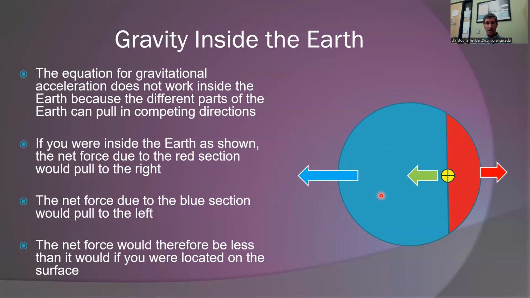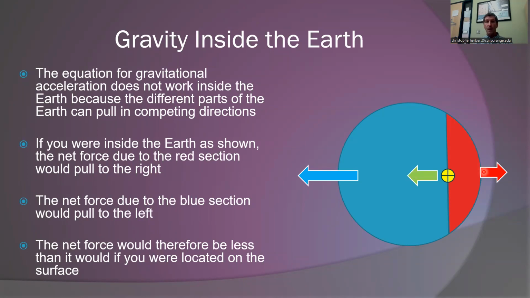The blue side, which is much larger and therefore would have a much larger gravitational force, would be pulling me to the left. Thus, I would experience a gravitational force still toward the center, but my gravitational force should be somewhat smaller than it is on the surface, because not the entire Earth is pulling on me. Part of it is pulling me to the right, part of it is pulling me to the left, and that essentially produces a net force toward the center, but lower than what it is on the surface.